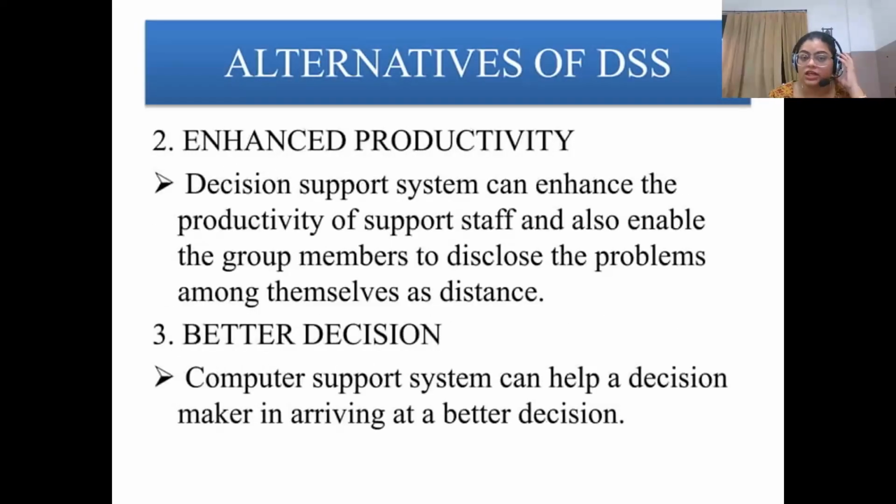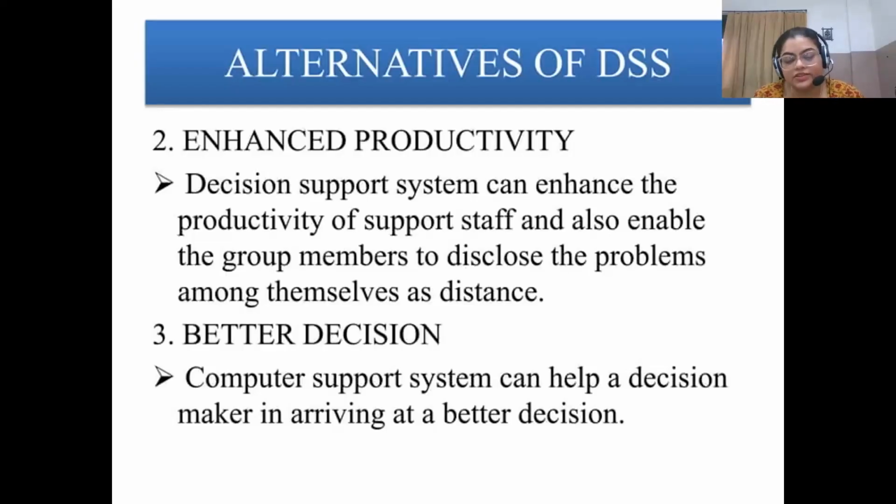Second is enhanced productivity. A decision support system can enhance the productivity of support staff and also enable group members to share problems among themselves, even from a distance. So basically, whenever an organization uses a decision support system, it enhances productivity activities. It supports the staff and the group members to share the problems among themselves and enhance their work productivity.